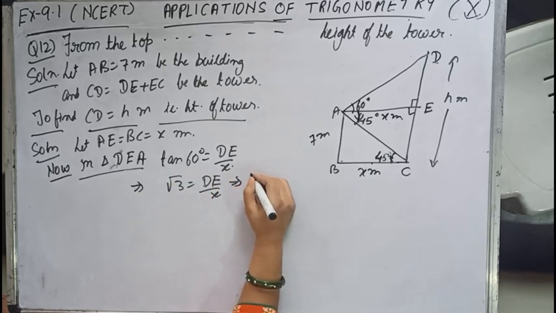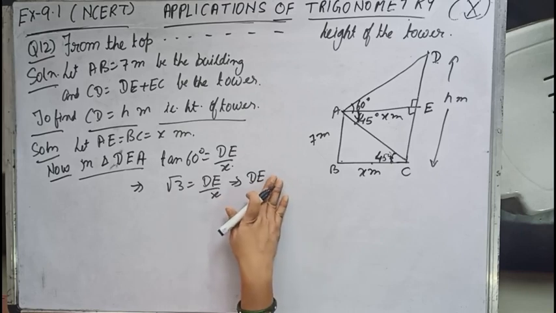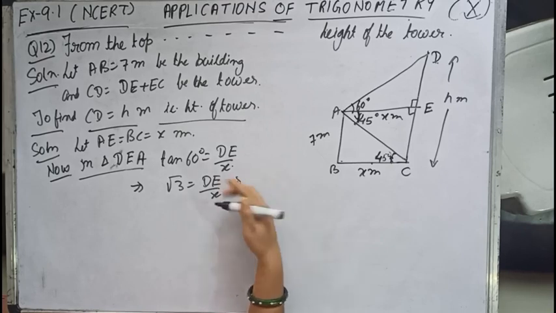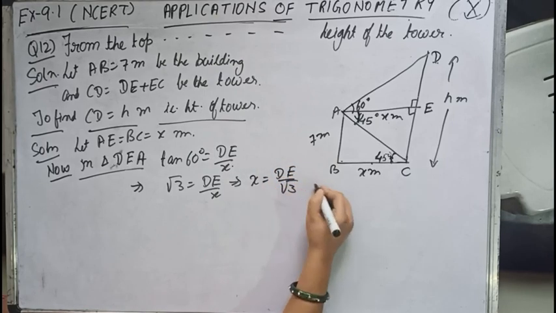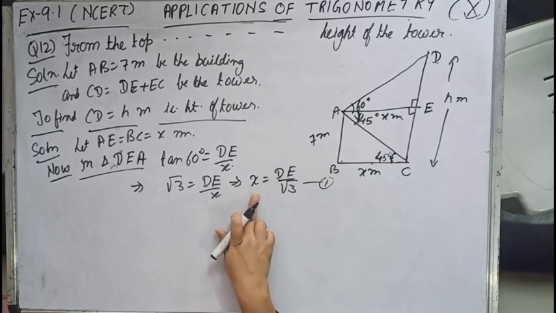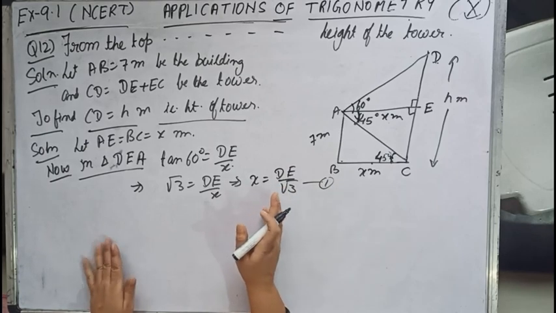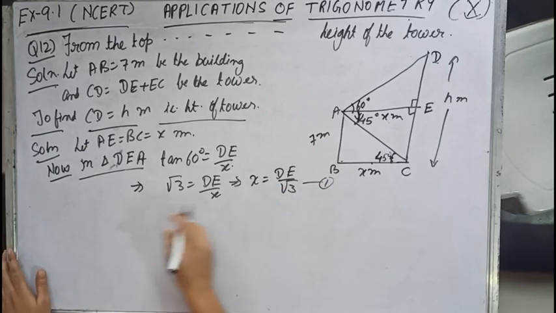This implies DE equals to, or we can write x, because we don't need x, we have to eliminate x. So x is equals to DE by root 3. Take care children, what I said, we don't need x, so I want to eliminate x, so I will be expressing the other terms in terms of x.